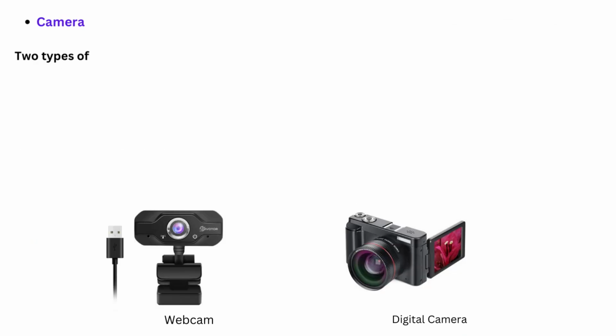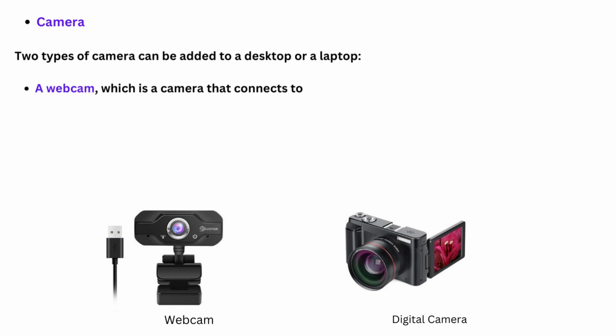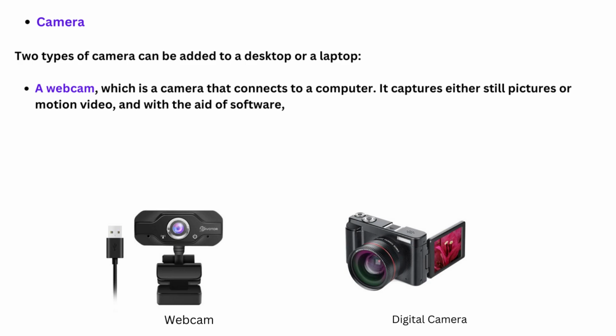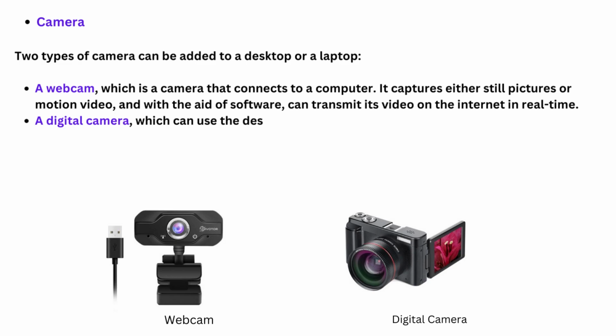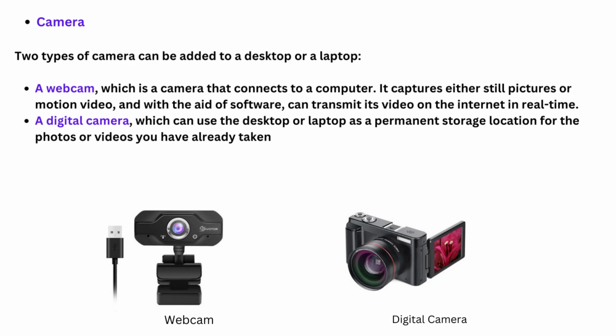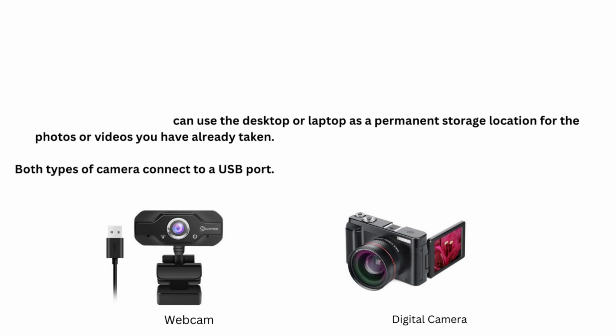Camera. Two types of camera can be added to a desktop or a laptop. A webcam, which is a camera that connects to a computer. It captures either still pictures or motion video, and with the aid of software, can transmit its video on the internet in real time. A digital camera, which can use the desktop or laptop as a permanent storage location for the photos or videos you have already taken. Both types of camera connect to a USB port.